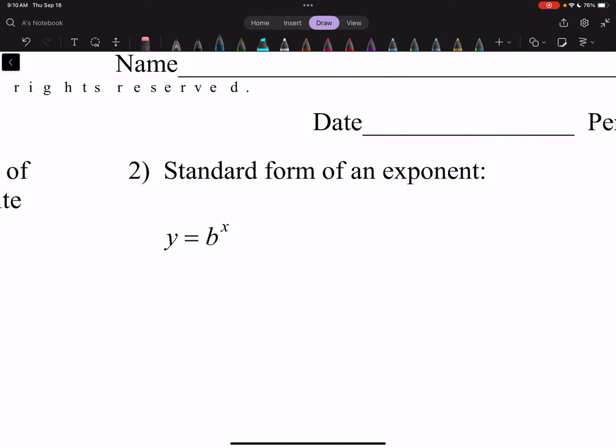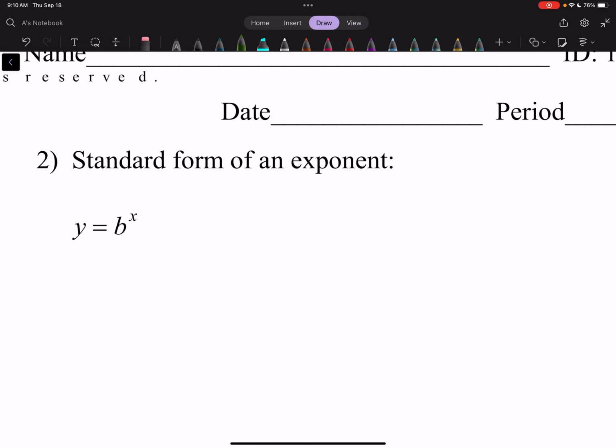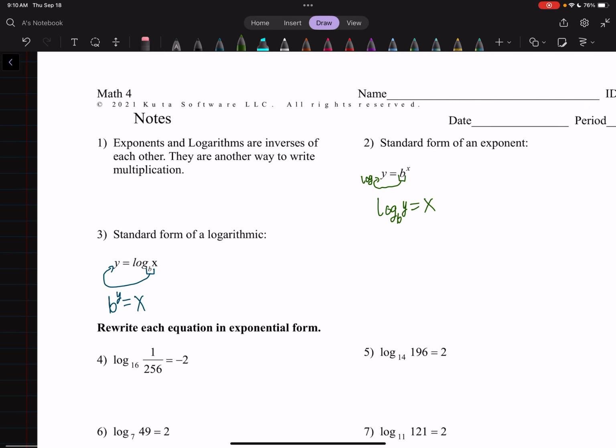Alright, if I have an exponential equation, I'll take my base b. I'm going to shove it under y, but I'm going to add log. So this is log base b of y equals x. Finished. That's how you convert between one another.